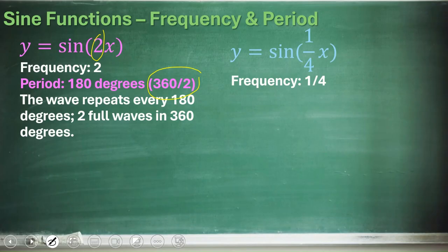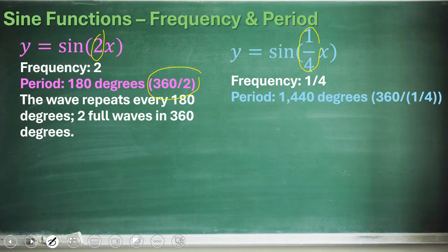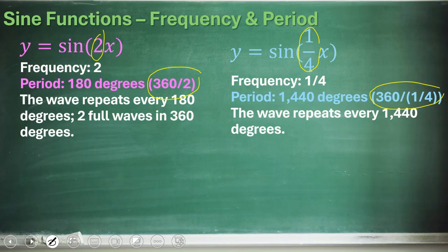The frequency is 1/4. Again, this is the frequency here. And the period, it's huge. It's 1,440 degrees. Remember, we find the period by dividing 360 degrees by the frequency. Be careful when you put this in your calculator that you're dividing by 1/4, not 4. Pretty different answers there. All right. And what this means is one wave repeats every 1,440 degrees. You could also think of this as within 360 degrees, only a quarter, or 1/4, of the wave is shown.